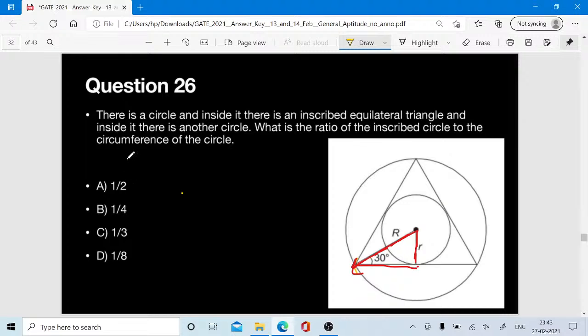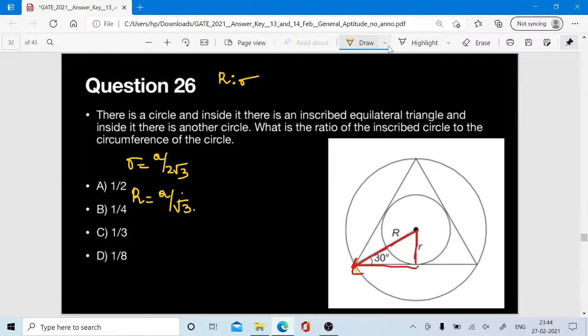So what will be the formula of my small r? This is a by 2 root 3. And the big R, what is the formula for the big R? Which is a by root 3. Because I have told you that R is to r, that is, the big R is to small r.